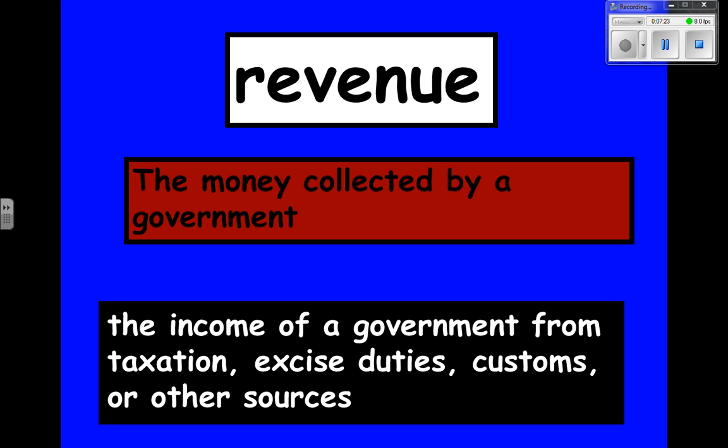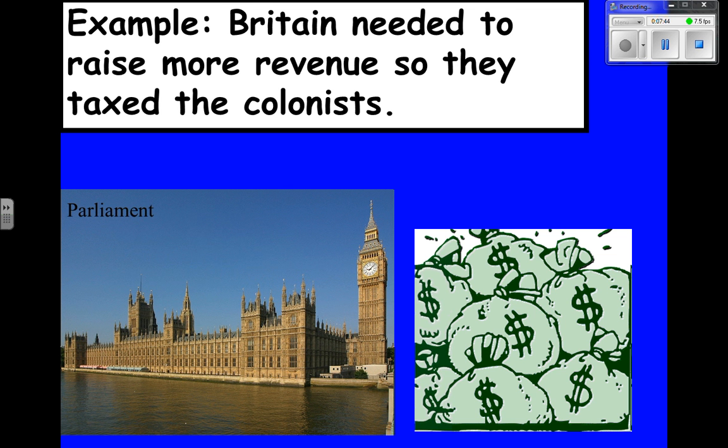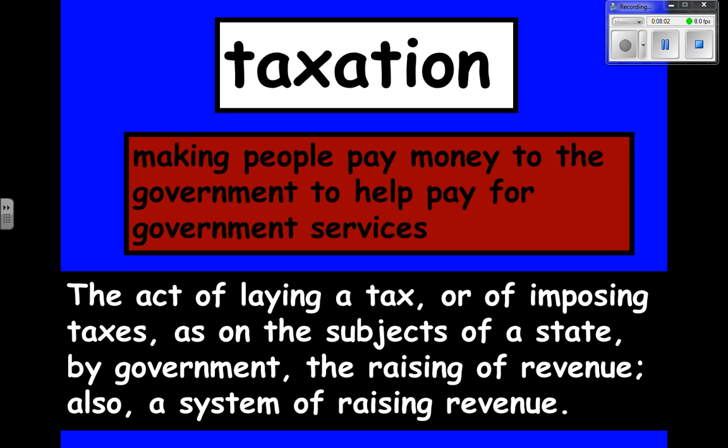Revenue, the money collected by a government. How does a government operate? Well, a government has to have money to operate. Where does that money come from? It comes from taxes. We pay taxes. Duties, which is another word for taxes. Customs and other sources. An example in our historical unit, Britain needed to raise more money or revenue, so they taxed the colonists. So the colonists would have to pay taxes, so Parliament, the British government, would have more money to operate. Taxation, making people pay money to the government to help pay for government services.